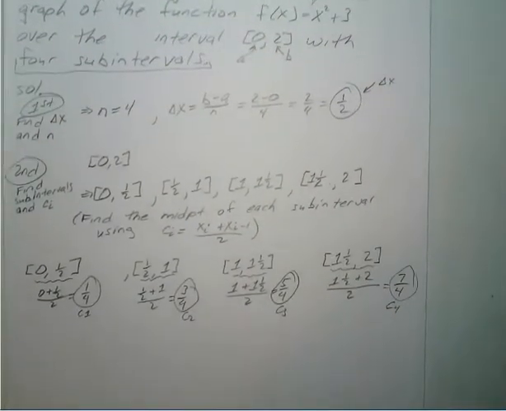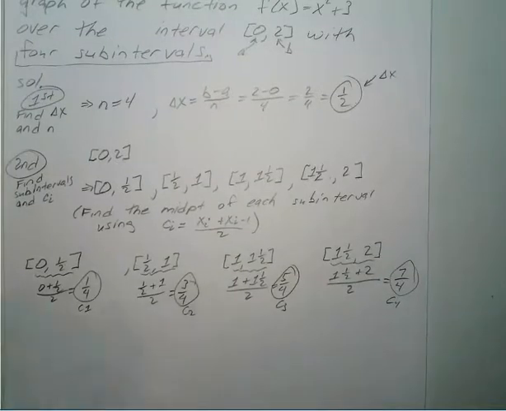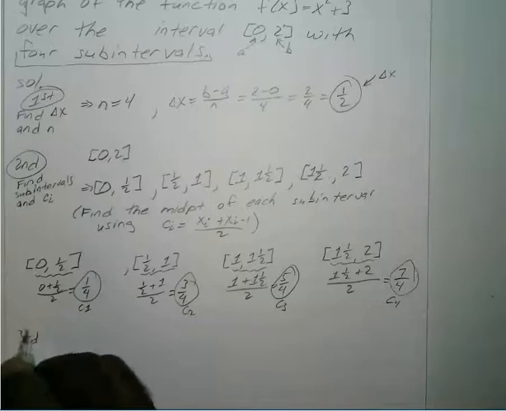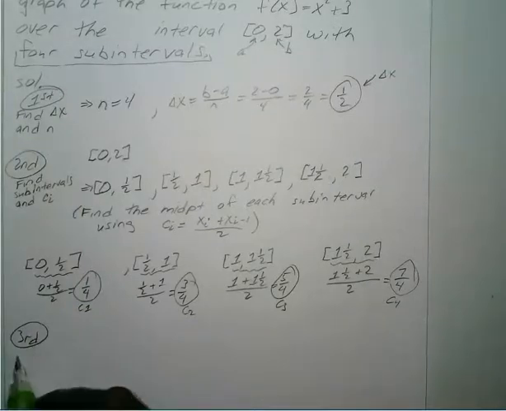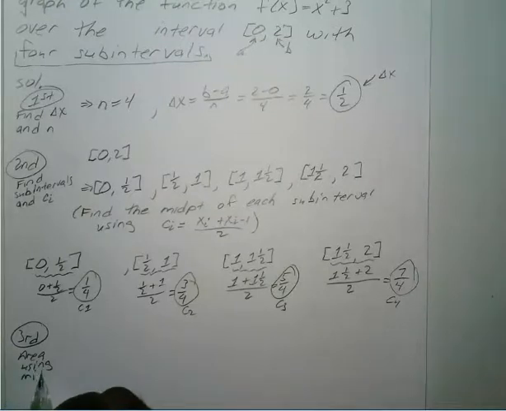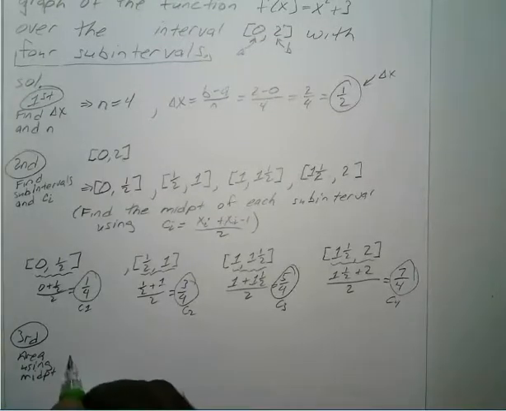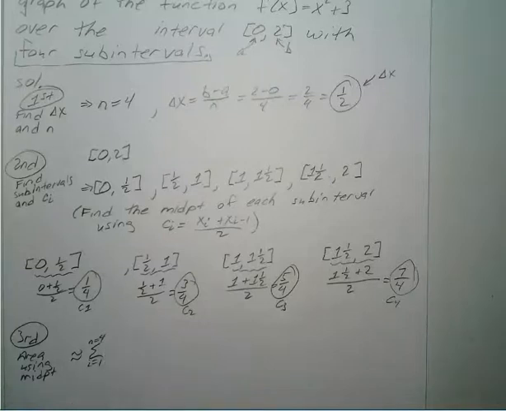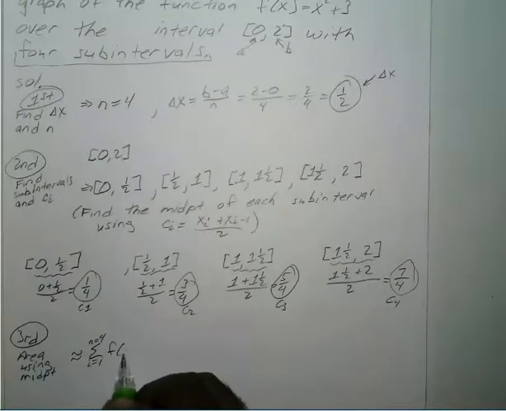Okay, which brings us now to our third step, using the midpoint formula to find the area. So our third step, we know that the area using the midpoint is approximately equal to the sum from i equals 1 to n equals 4 of f of c sub i delta x.